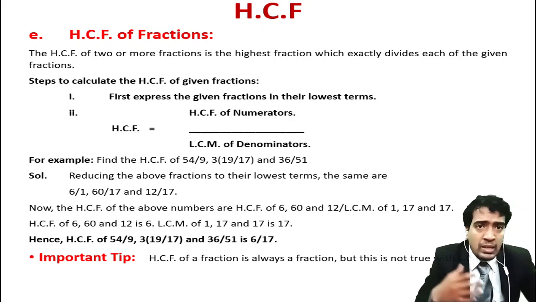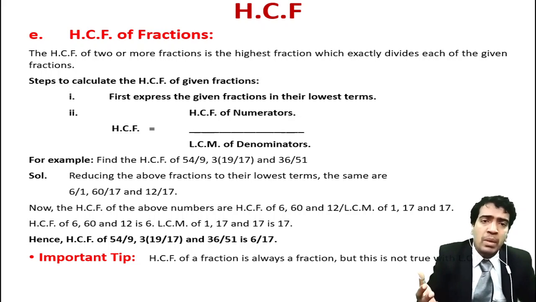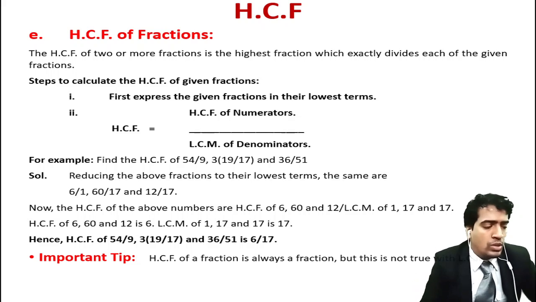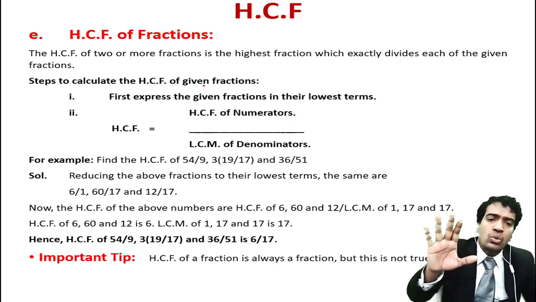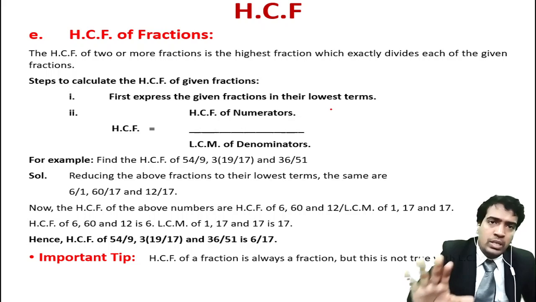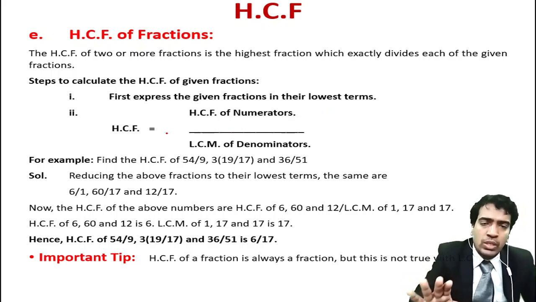In some cases the fractions may be given not in the simplified form. Suppose I am asking, try to find out the HCF of say 54 by 9, and this is a mixed fraction 3 19 by 17, and 36 by 51. Can you see that this is not the simplest form? 54 by 9 is 6 by 1. So reduce them into their lowest terms, and then use this formula.